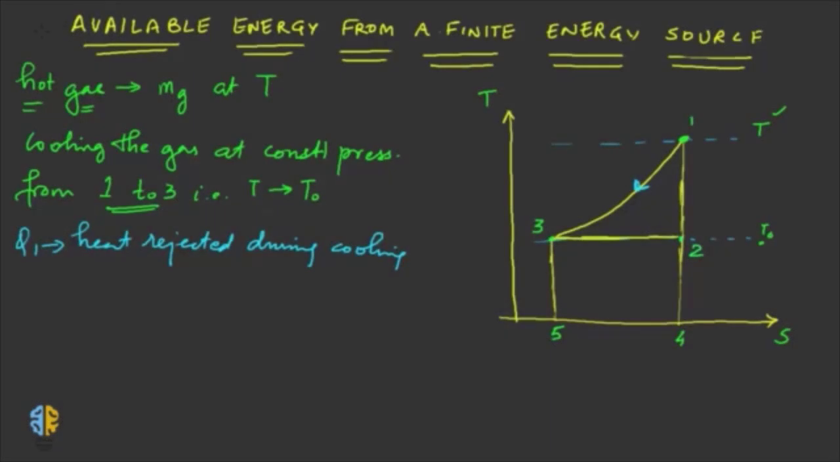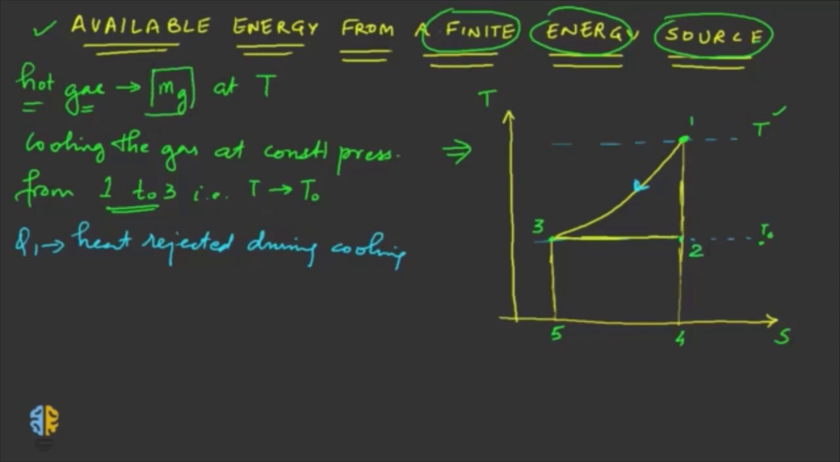Now let's talk about the available energy from a finite energy source. To understand this, let's look at this TS plot. What is happening in this TS plot? We are considering a mass of hot gas at temperature T. Let us say that mass of hot gas is mg.